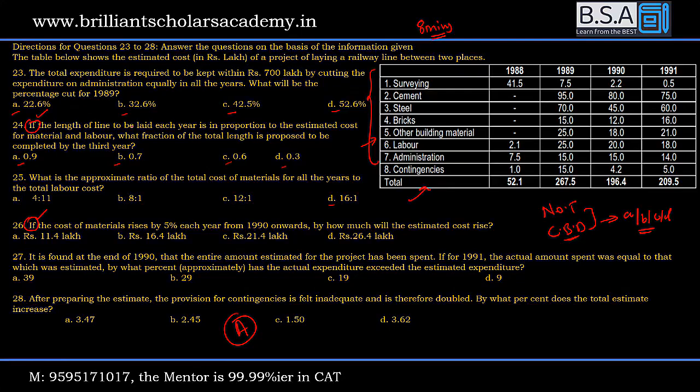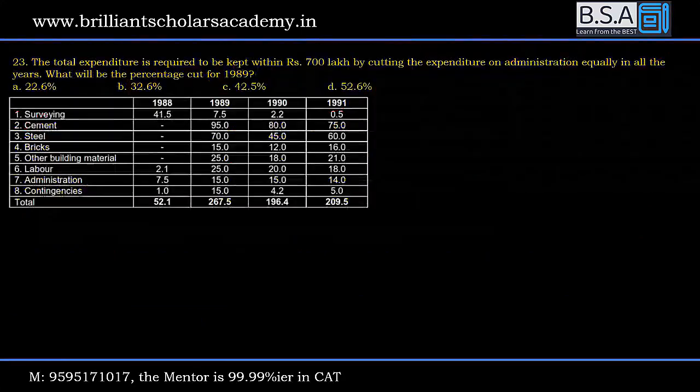Let us have a look at the numbers. The table below shows the estimated cost in rupees lakhs of a project of laying a railway line between two places. So this is one project. It is continuing for 3-4 years. It is one complete project, and every year there are different costs: surveying cost, cement, steel, bricks, other building material, labor cost, administration cost, and contingencies cost. You see, these questions speak of labor cost in some parts, contingency cost in some parts, material cost in some parts. So you are probably going to use every value in this table. You do not have to copy this table in the exam while solving, but you need to be very careful about what is being said and what is being given.